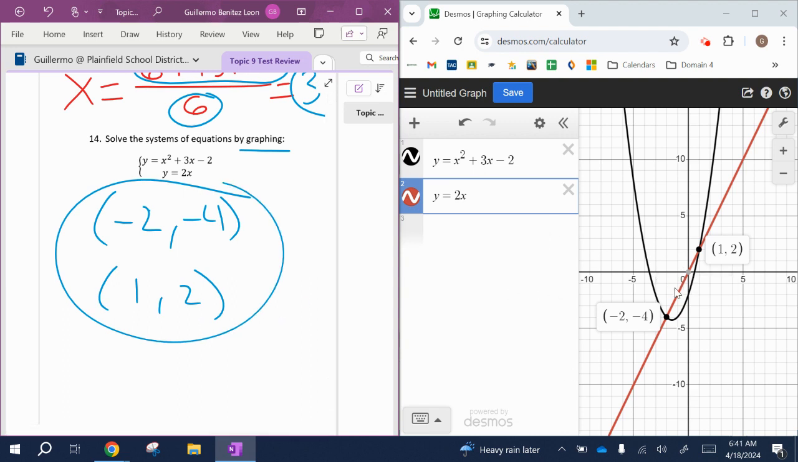Some students might say that there's three answers. They might say, what about the x-intercepts? Those are only when you graph one line. When you graph the system, you're looking for where the two lines cross.